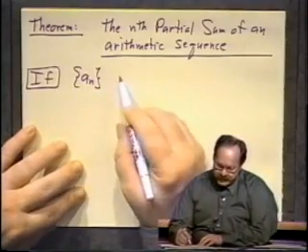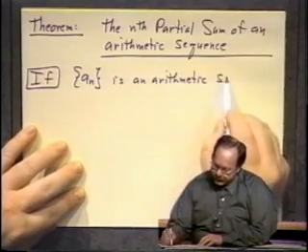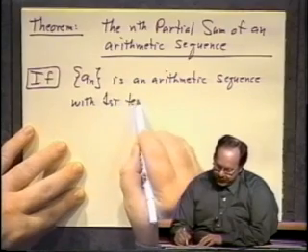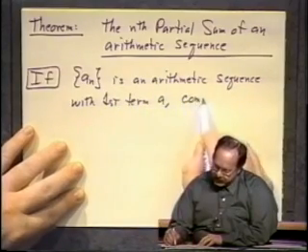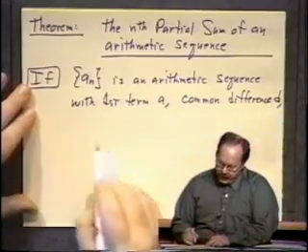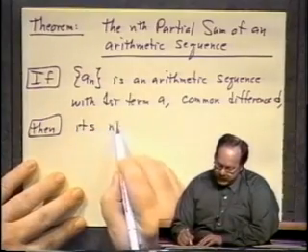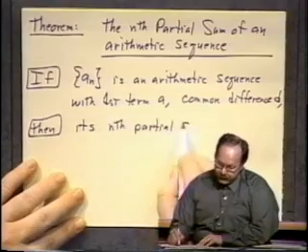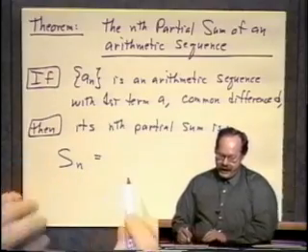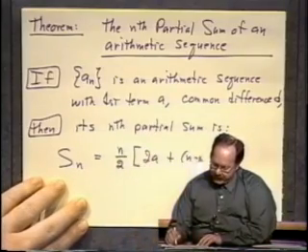So if a sub n is an arithmetic sequence with first term, say, a, and common difference d, then here's what the nth partial sum will look like. I'll give you two formulas for it. The nth partial sum is S sub n, of course, the standard terminology for that. And there are two ways to write this depending on what you know. It's either n over 2 times the quantity 2a plus n minus 1 times d.